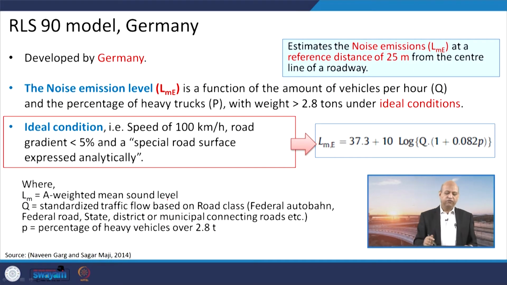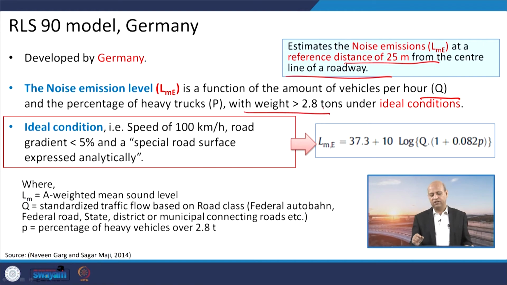Well, for Germany they have another model, the RLS 90 model, and this is developed in Germany for their own purpose. So, this estimates noise emissions, that is LME, at a reference distance of 25 meter from the center line. So, different distances are there for different models, accordingly assumptions also change, and the noise emission level LME is a function basically of the amount of vehicle per hour flow, amount means Q, and the percentage of heavy truck, as you have seen in the other model also, and the weight is more than 2.8 tons under the ideal conditions. So, that kind of truck is known as heavy truck there.